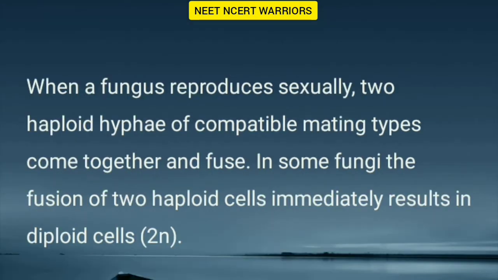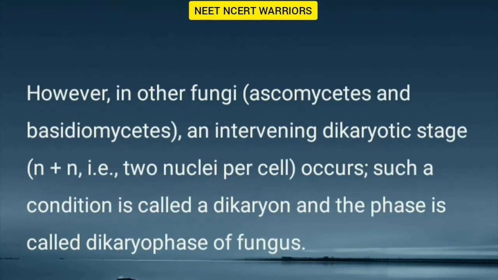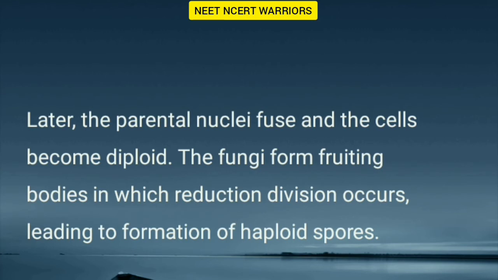When a fungus reproduces sexually, two haploid hyphae of compatible mating types come together and fuse. In some fungi, the fusion of two haploid cells immediately results in diploid cells, that is 2N. However, in other fungi, ascomycetes and basidiomycetes, an intervening dikaryotic stage (N+N, that is 2 nuclei per cell) occurs. Such a condition is called a dikaryon and the phase is called the dikaryophase of the fungus. Later, the parental nuclei fuse and the cells become diploid.